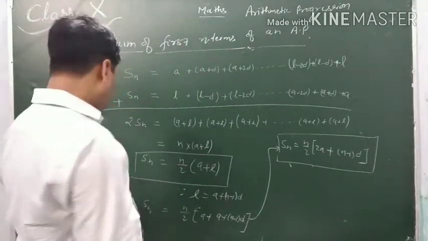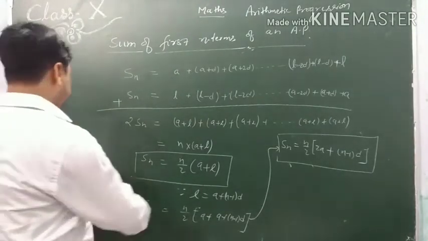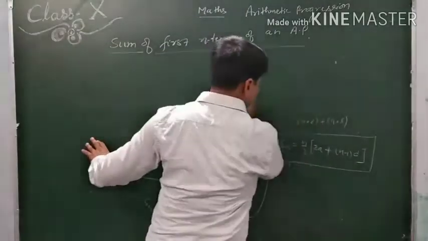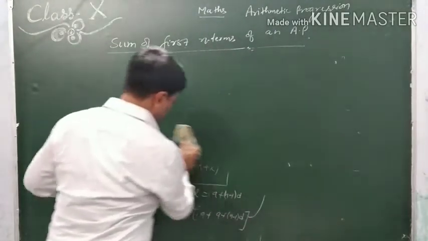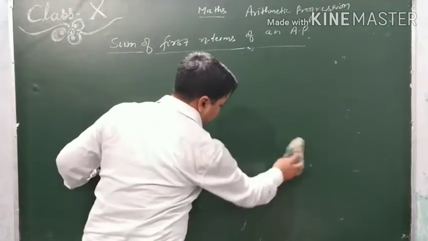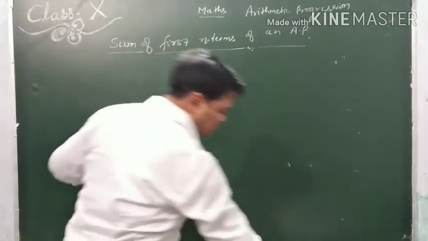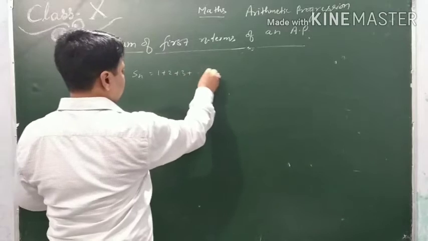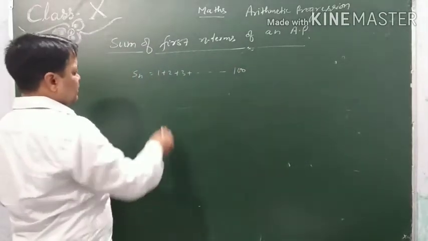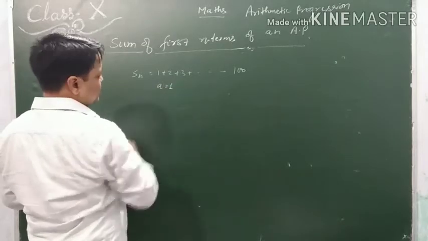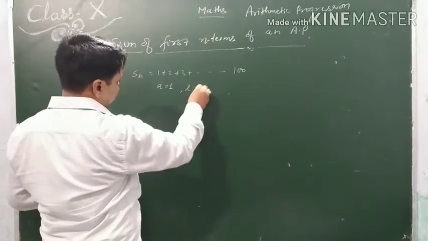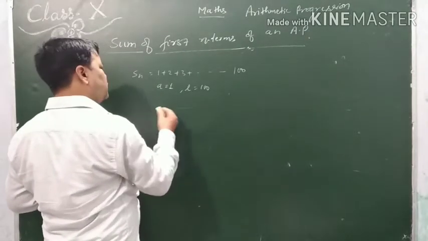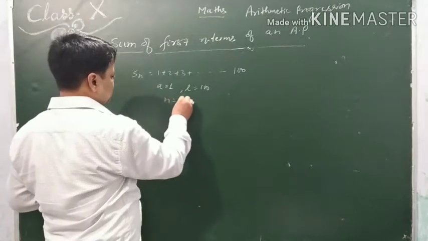Now let us take one example. If we want to add the first 50 terms or first 100 terms, then how do we do it? Here Sn is equal to 1 plus 2 plus 3 plus, like that, up to 100. What is the first term? That is 1. What is the last term? That is 100. What is the common difference? No need of common difference. The number of terms is equal to 100.